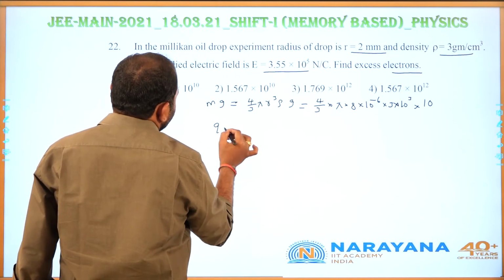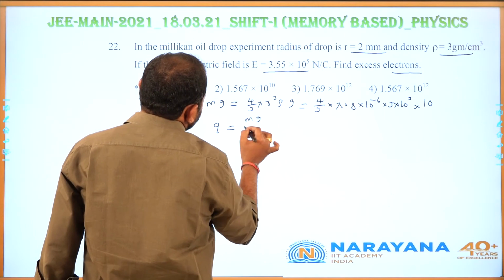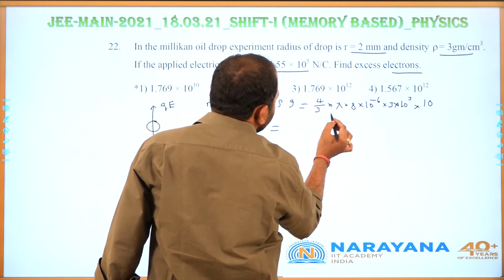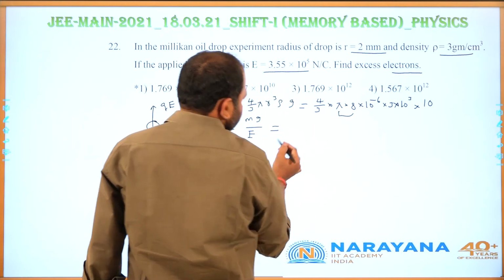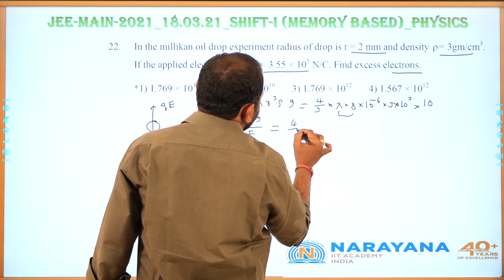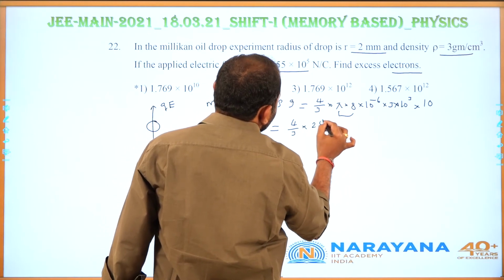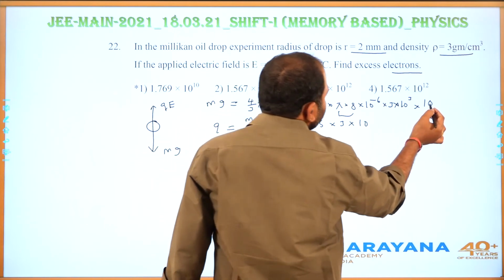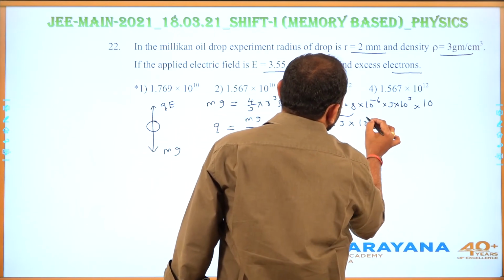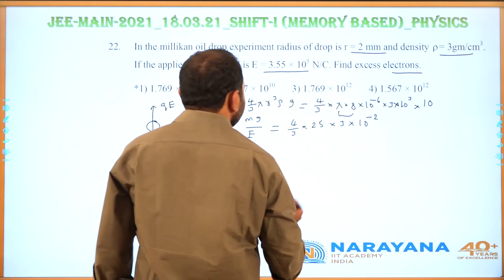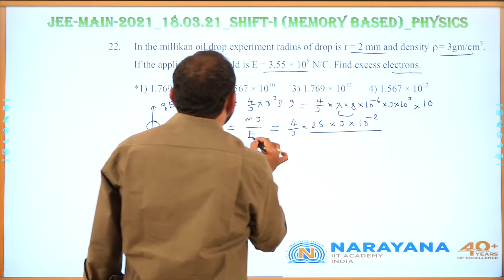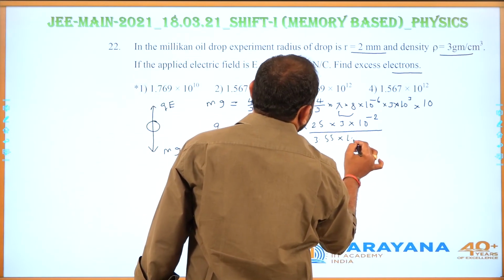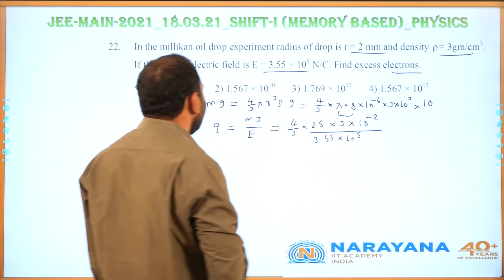Electric field strength given is 3.55 into 10 power 5. So in equilibrium, Q can be written as mg by E. This is equal to 8 pi, which can be taken as 25. So this is 4 by 3 times of 25 into 3 into 10 power 4 and minus 6, it will be 10 power minus 2, divided by electric field strength given as 3.55 into 10 power 5 Newton per Coulomb.